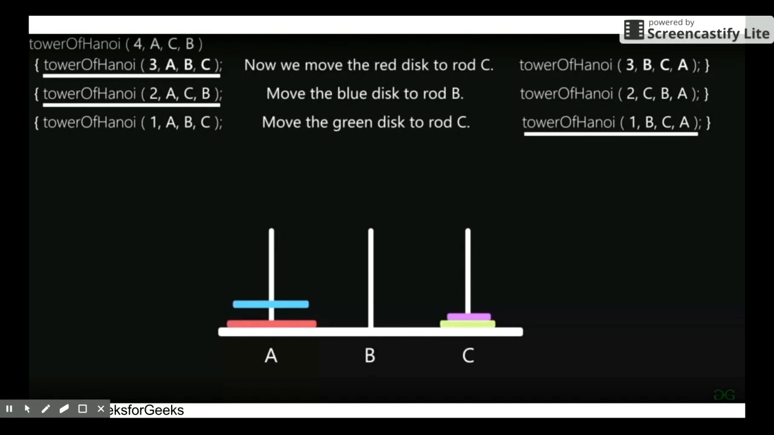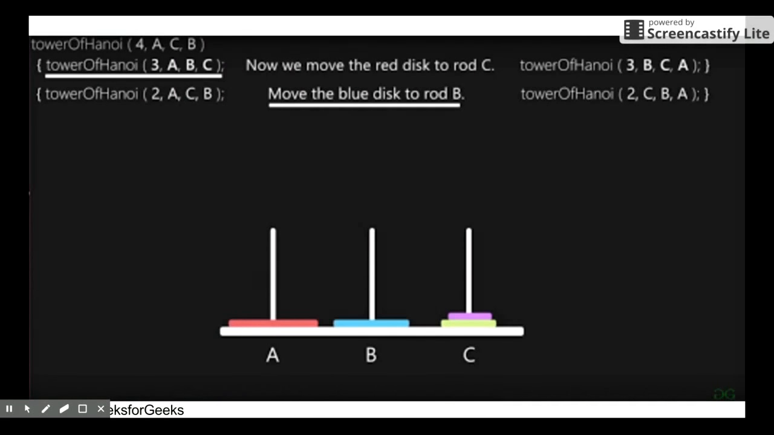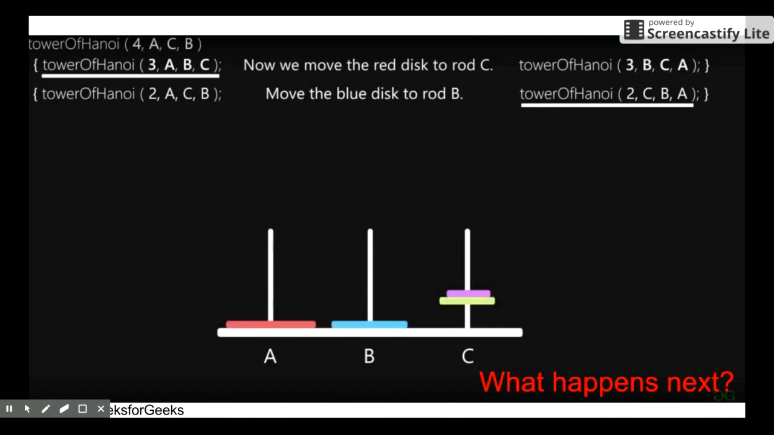Now what? Okay, so we can move the blue disk to rod B, but then we have another Tower of Hanoi, 2 C A B. So, we're going to treat this again as its own tower, and I'm going to take a minute here, and I want everyone to discuss with the person sitting next to them what they think the function line, what needs to happen here, based on what you've seen before, so that we can get those 2 disks to where they need to be.